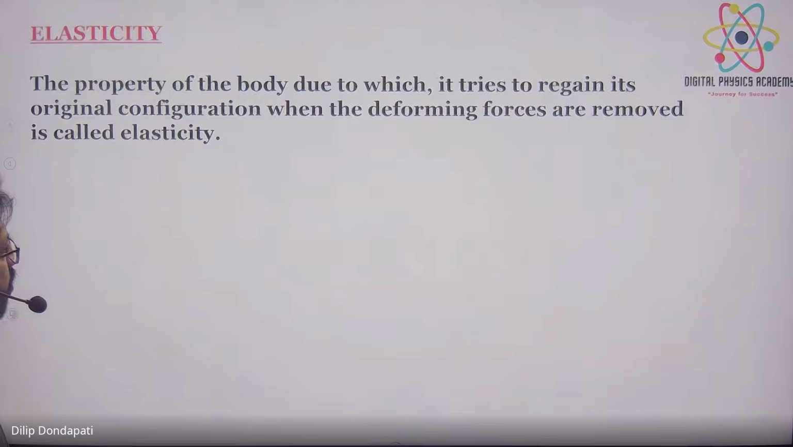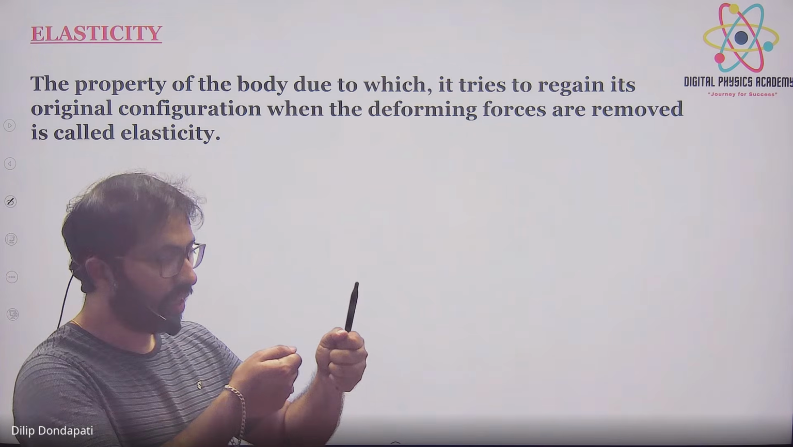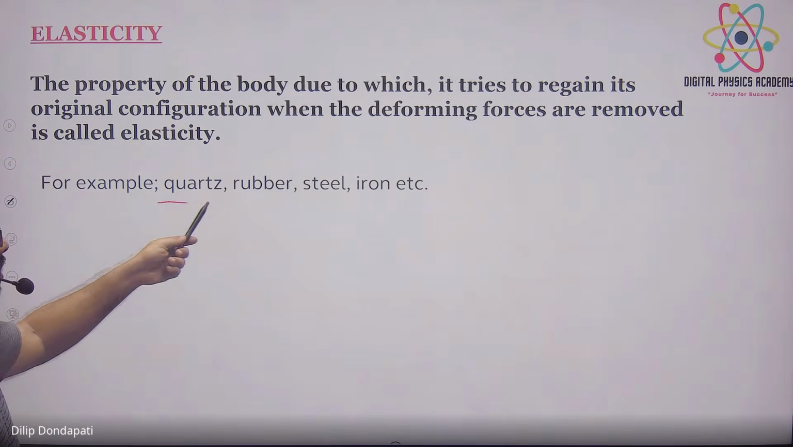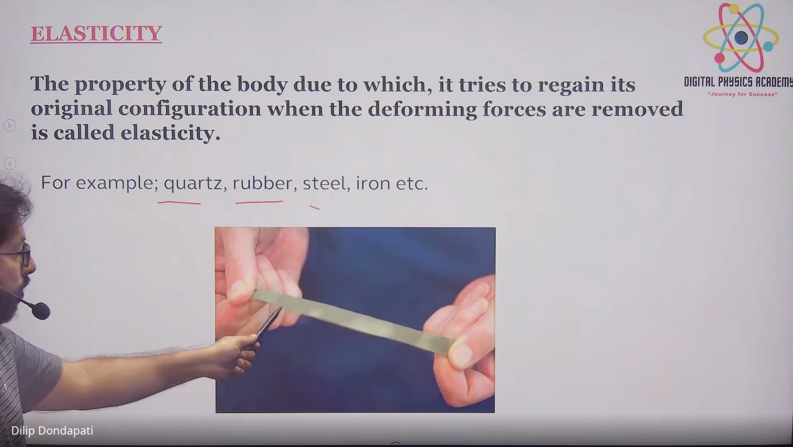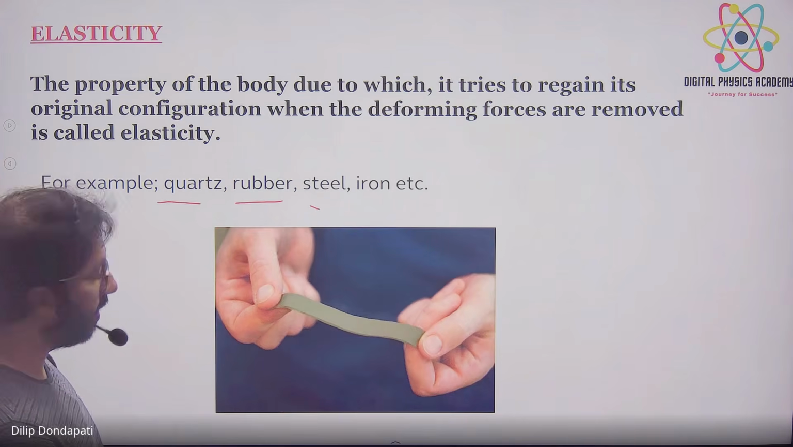Okay, next, elasticity. The chapter name is the same. The property of a body due to which it tries to regain its original configuration when the deforming forces are removed is called elasticity. There is a rubber; if I remove the deforming force, it comes back to the original position. Examples are quartz, rubber, steel, iron; these all have elastic property. This is called elasticity property.